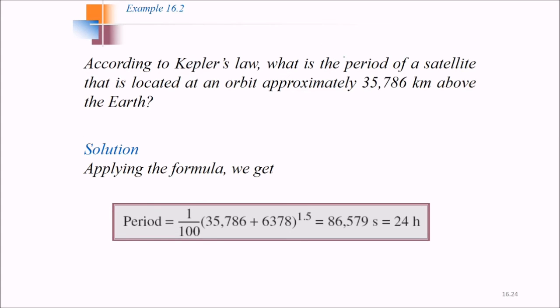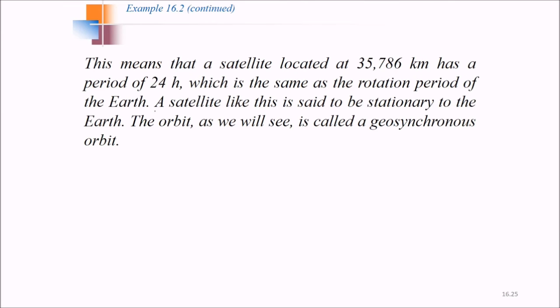And what about using Kepler's law? What is the period of a satellite that is located at an orbit, say this many kilometers above the Earth? For that we just use 35786 in this place. We can find the time, that is 24 hours. Which means that a satellite which is located at this many kilometers, roughly equal to say 36,000 kilometers, has a period of 24 hours.